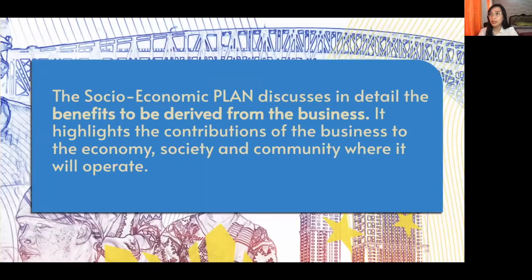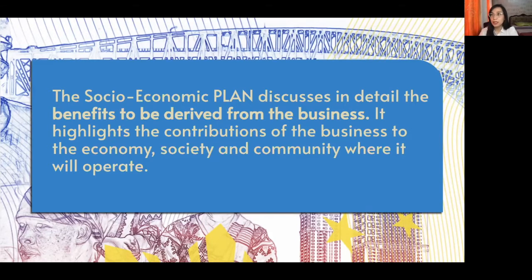Now, the socioeconomic plan would be the part of your business plan that discusses in detail the benefits to be derived from the business. What are the things that they are looking for when you start discussing your business plan? Ano ba yung mga benefits na makukuha nila? Ano ba yung beneficio when they allow you to operate in that area? How will it benefit us? Paano magiging beneficial siya for the people that are residing in that particular area? It highlights all the contributions of the business to the economy, society, and community where it will operate.